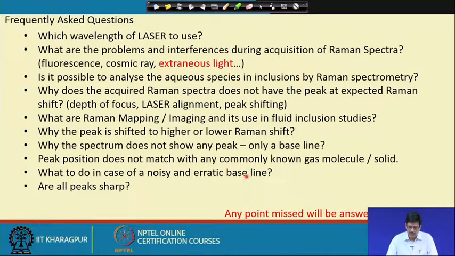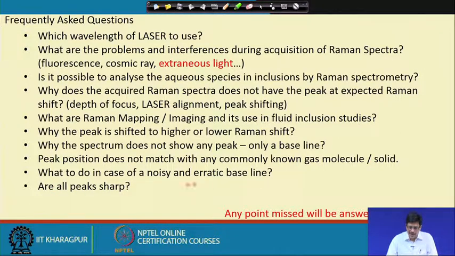Another situation is when the peak positions do not match with any commonly known gas, molecule or solid. This can happen if there is some material, compound or gaseous species in the inclusion fluid, but there are Raman libraries. I have mentioned this point keeping in mind that many inclusionists who have a Raman system may not have a Raman library built in, so they need to search a library to see which molecule matches this particular spectrum.